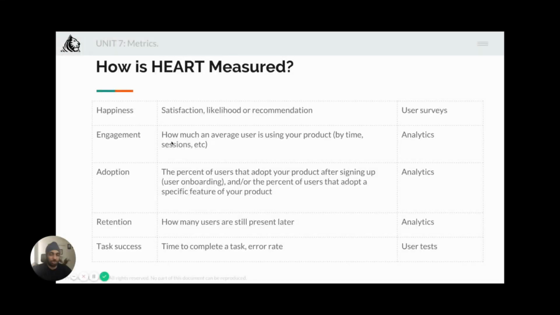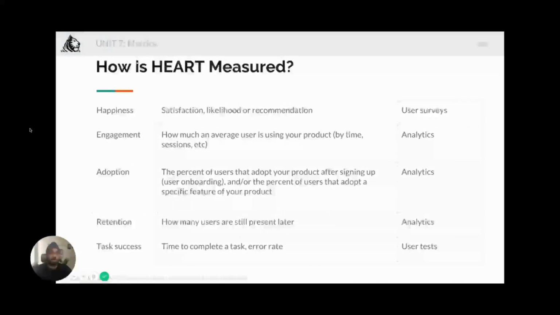HEART is an abbreviation. H stands for happiness, which is customer happiness. So how happy is the user with the product, do users perceive the product as easy to use, and are they likely to recommend it? Okay, it's a quantitative metric and can be measured via NPS or simple surveys, right? So it looks at satisfaction and likelihood of recommendation. E stands for engagement. So how engaged are the users?